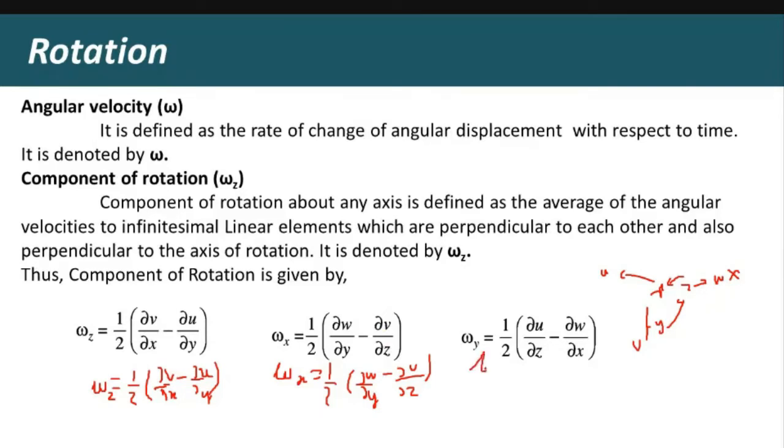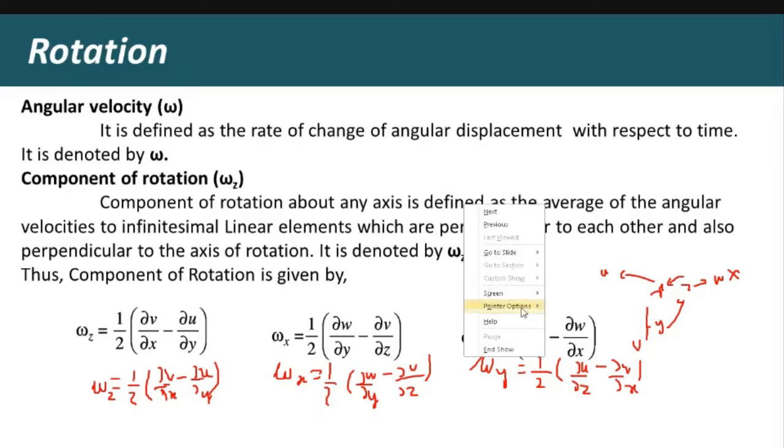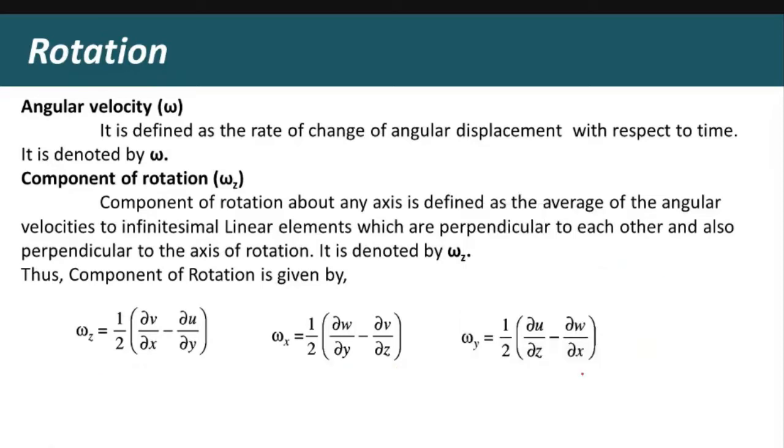OK, similarly omega y = 1/2 again (∂/∂ − ∂/∂). OK, remember here after y comes z and after z comes x. OK, the x component u we will take with z, the z component w we will take with x. OK, so in this way, with this shortcut trick, you can remember the formula.